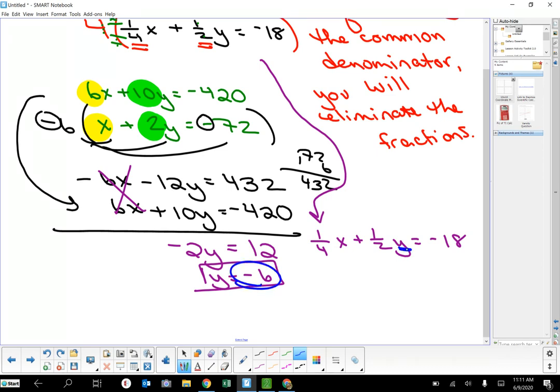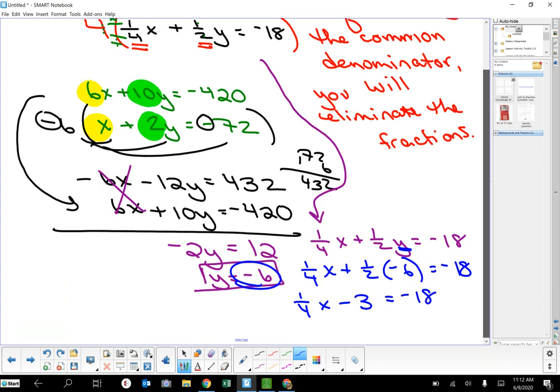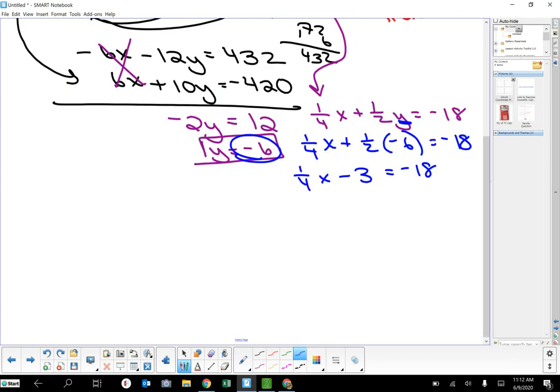So y is negative 6. So 1/4 x plus 1/2 times -6 is -18. 1/4 x, a half of -6 is -3. All right, I'm going to add a 3 to both sides. So I have 1/4 x equals -15.